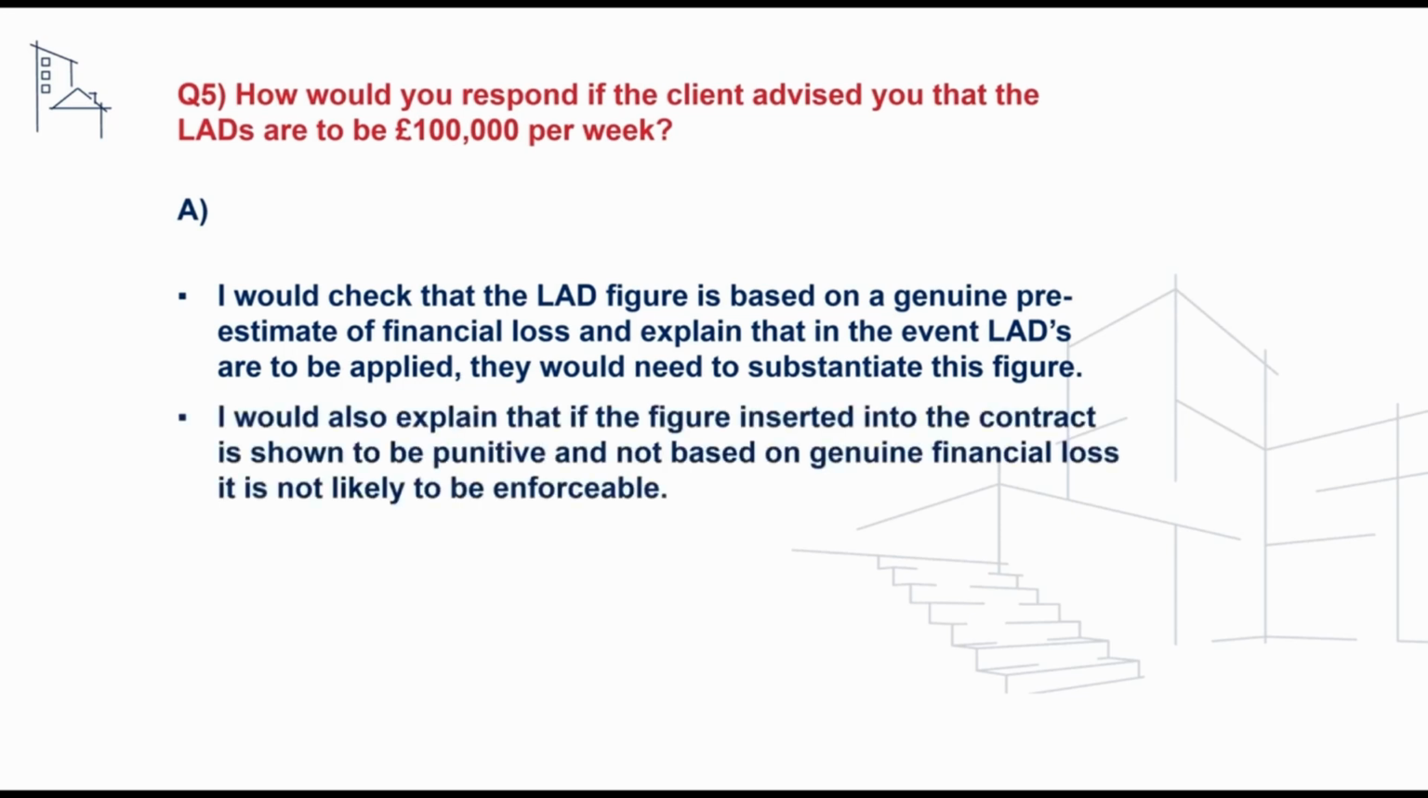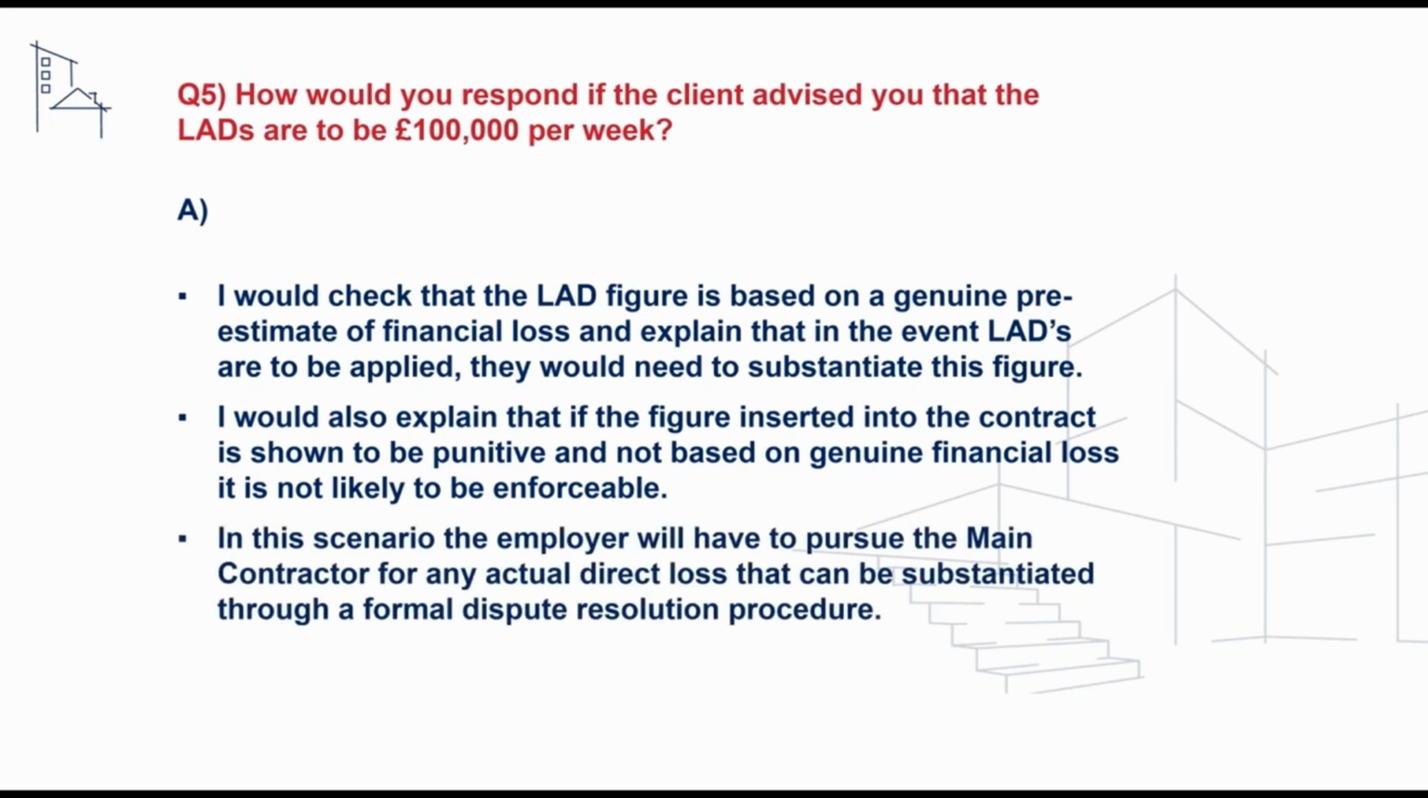I would also explain that if the figure inserted into the contract is shown to be punitive and not based on genuine financial loss, it is not likely to be enforceable. In this scenario, the employer will have to pursue the main contractor for any direct loss that can be substantiated through a formal dispute resolution procedure.